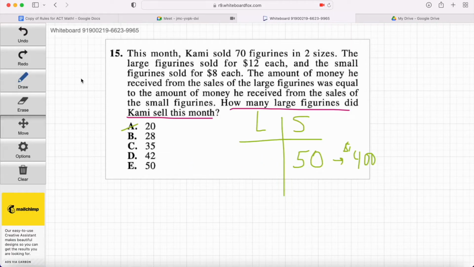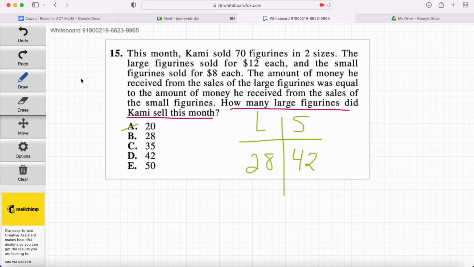So I'm going to change the number of large figurines to 28. How many small figurines were sold if 28 large ones were sold? It should just be 70 minus 28. You can use that calculator. Sorry, I was thinking of 50. Okay, 70 minus 28. 42? Yes, that sounds right. Okay, we're good.